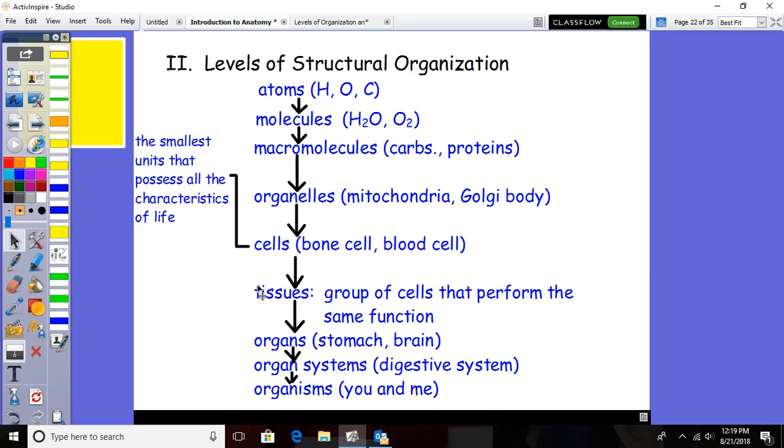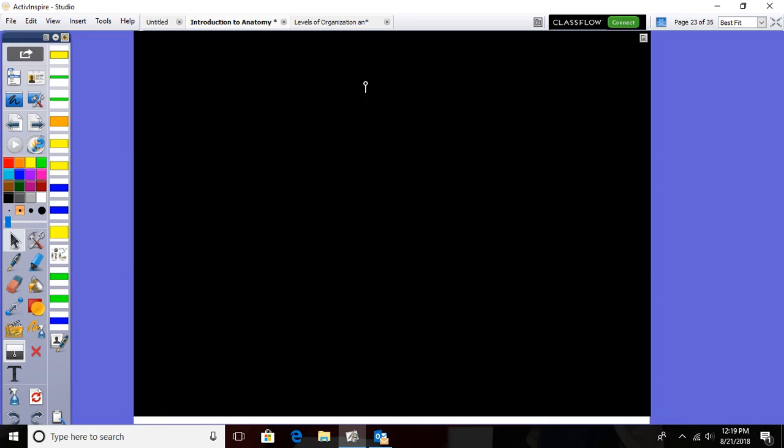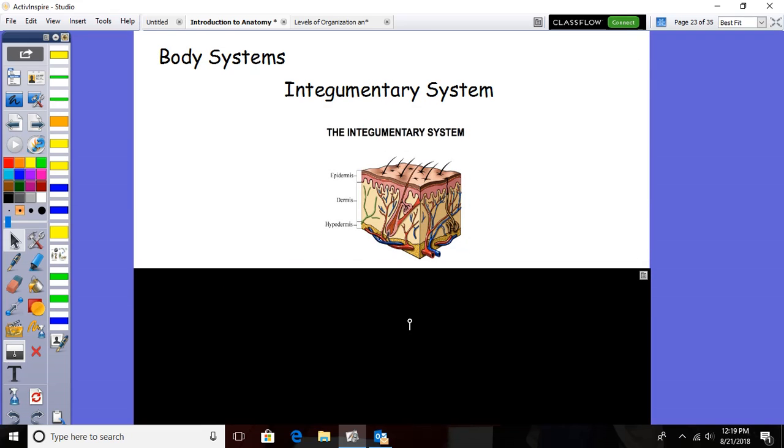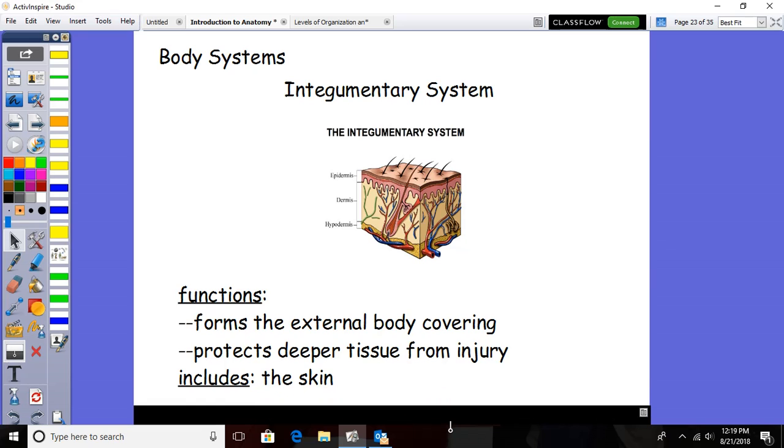We're going to move on to our next slide. Here's where we start talking about body systems. Our first body system is the integumentary system, and anytime you hear the word integument, you want to think skin. The integumentary system is the skin, and it includes the glands and things that are in your skin. Skin forms the external body covering, and it protects deeper tissues from injury.